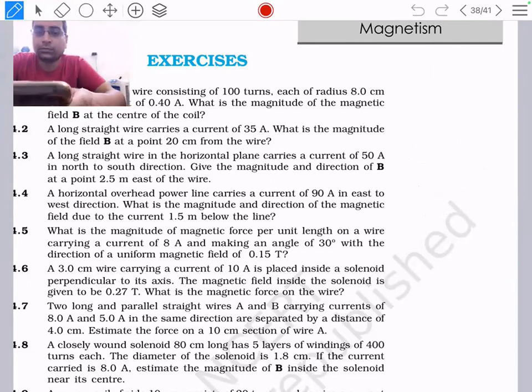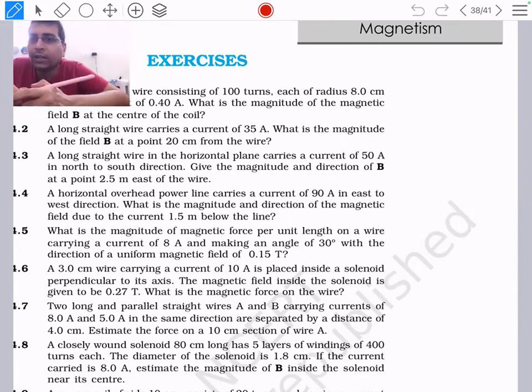Yes, sir. So F by L is equal to BI sine theta. B is 0.15, I is 8. So 0.15 into 8 is how much? It's 1.2. 15 eights are 120, so two decimals to the left, 1.2.